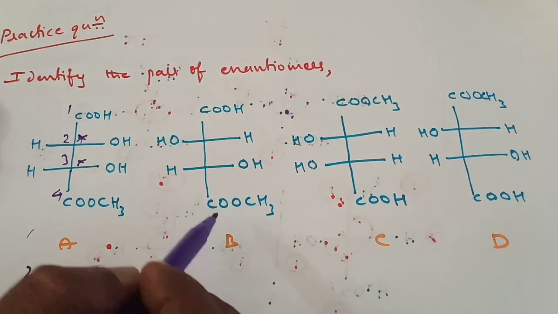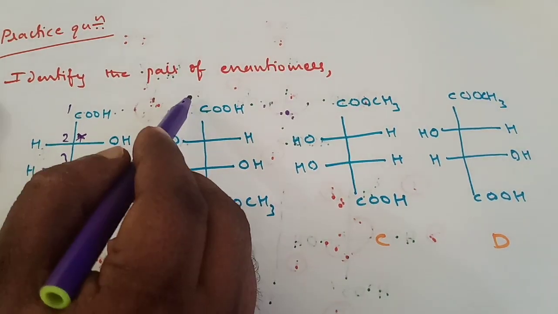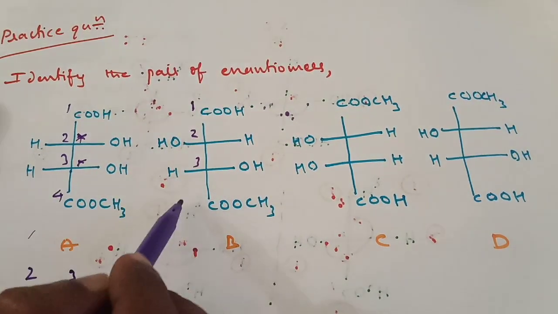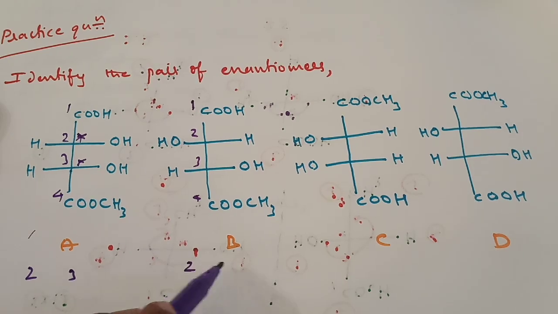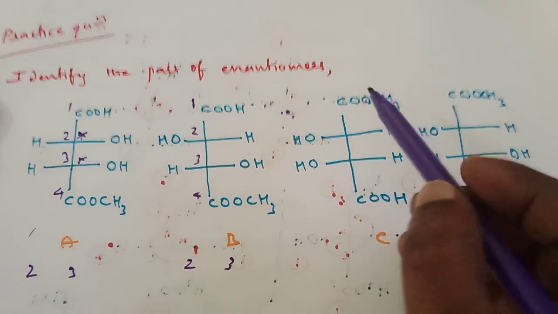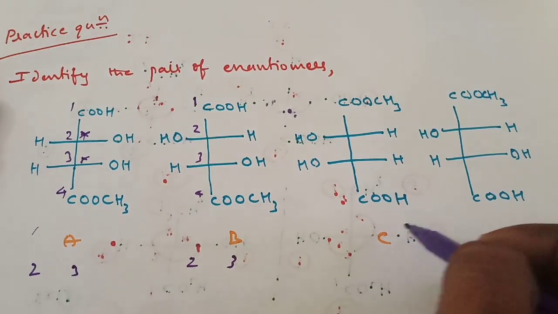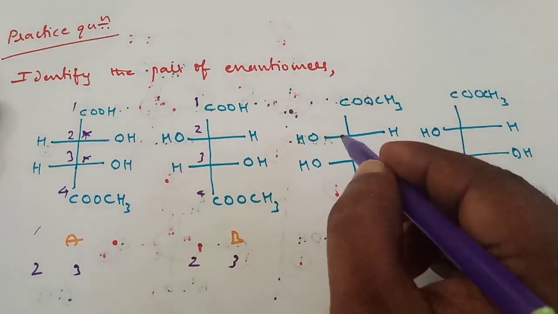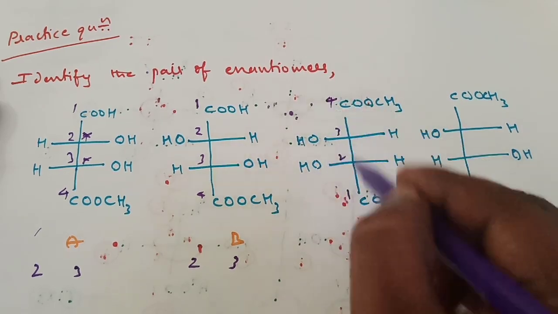Now here also give the numbering. Which will get the first number? Carboxylic acid. So 1, 2, 3, 4. Here also I find out the absolute configuration at the second and third carbon. Same as here, in this case also, give the numbering. Carboxylic acid gets the first number, so 1, 2, 3, 4. Like this you have to give the numbering.